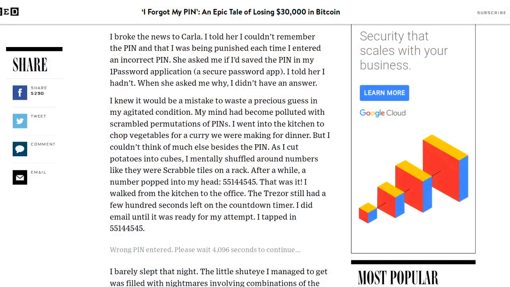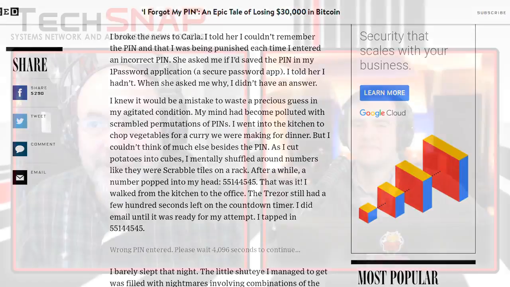She asked if he'd saved the PIN in his 1Password application. Told her he hadn't. When she asked me why, I didn't have an answer. I knew it would be a mistake to waste a precious guess. And anyway, we're going to jump forward here, because the rest of this jumps forward to the next day, and the next day when he tries all the things.